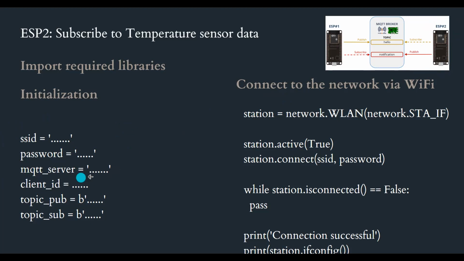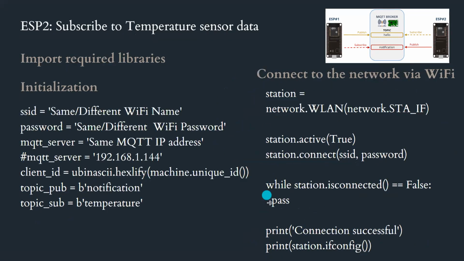But the MQTT server that we are using is the same for both devices. Device 1 and device 2 both connect to the same MQTT server, so the same IP address must be there. The client ID should be a unique ID for device number 2. Device number 2 will generate its own unique ID using the unique ID command that I mentioned. The same function will be applied in device number 2 also to connect to the Wi-Fi. So after connecting to Wi-Fi, we are using this code to connect to the Wi-Fi.